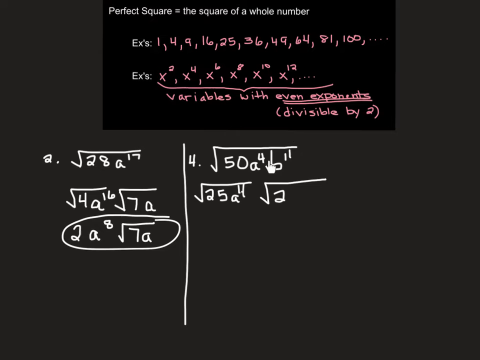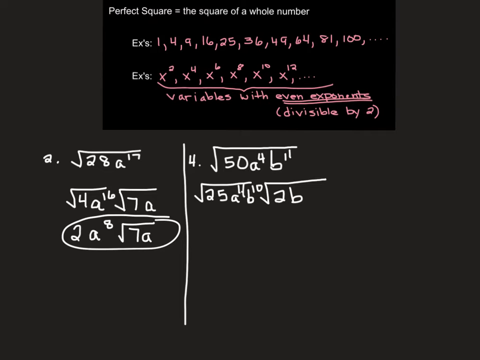Now let's look at b to the 11th. 11 is an odd number. Remember, we need an even exponent in order for it to be a perfect square. So here, the biggest perfect square that I can pull out of b to the 11th is b to the 10th, right? Basically, you're saying to yourself, what is the biggest even number that's less than 11? Well, 10. So I'm going to put b to the 10th in my perfect square radical, and that just leaves me with 1b, or b to the first, in my leftover radical.